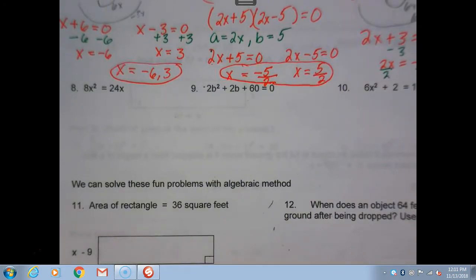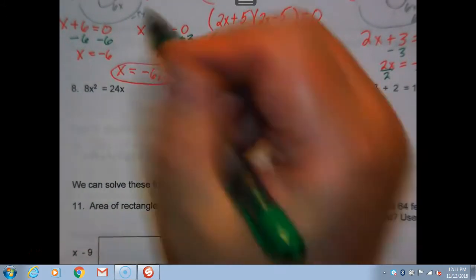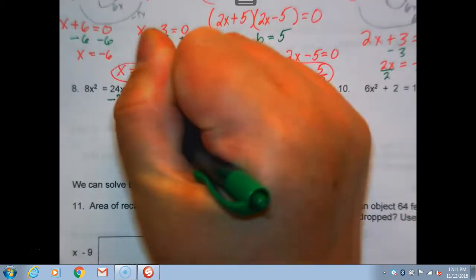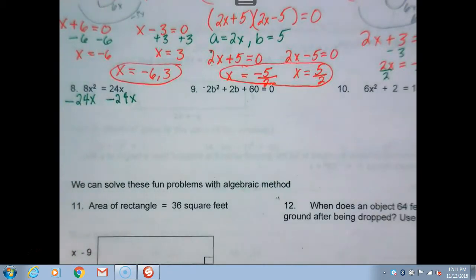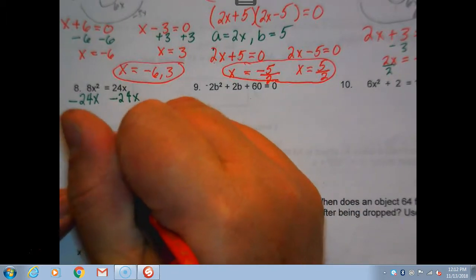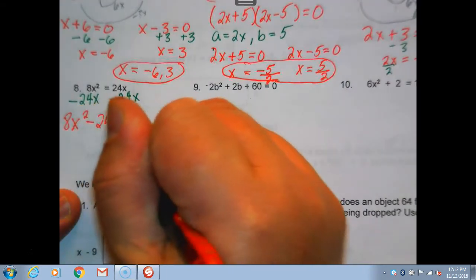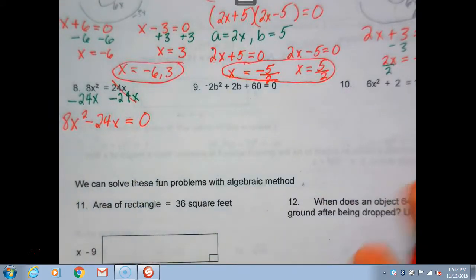I have to get 0 on one side first. Okay? I can't factor unless I have a 0 on one side. So I'm going to subtract 24x. Okay, 8x squared minus 24x gives me 16x. No? What does it give me? Oh, you guys are good. They're unlike terms. You can't combine them. I get my 0.